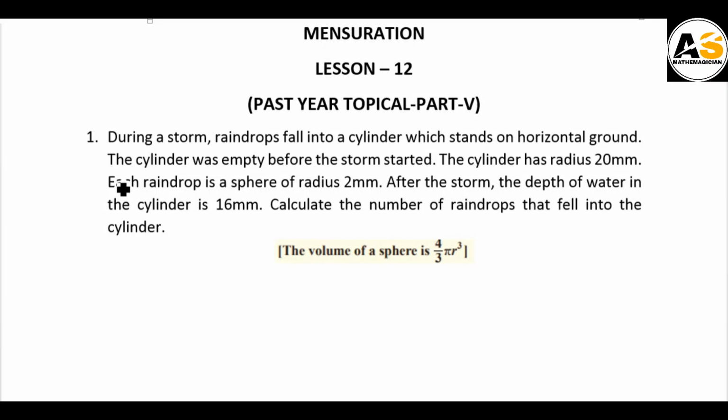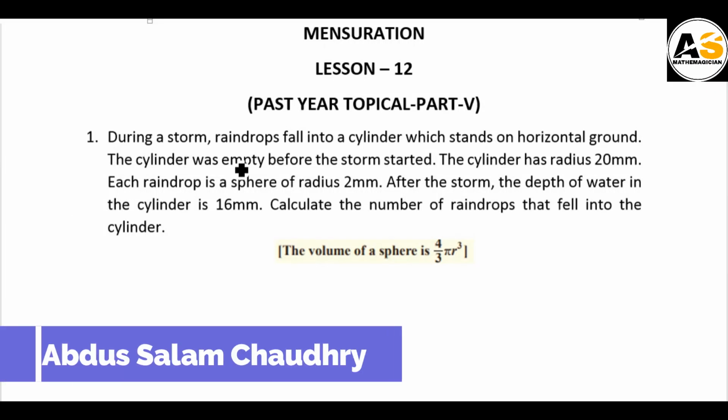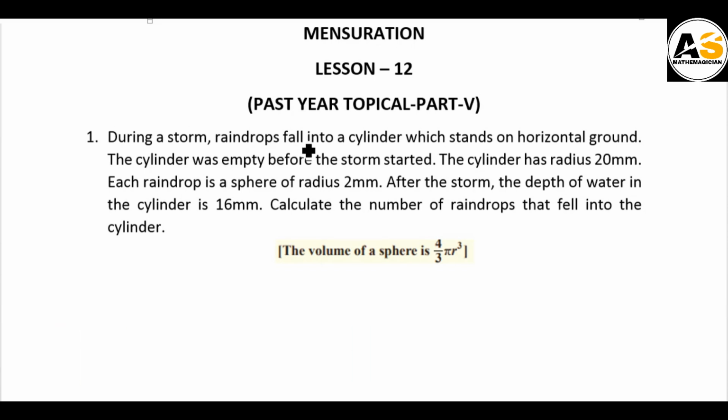Question number 1. During a storm, raindrops fall into a cylinder which stands on a horizontal ground. The cylinder was empty before the storm started. The cylinder has radius 20 millimeter. Each raindrop is a sphere of radius 2 millimeter. After the storm, the depth of water in the cylinder is 16 millimeter. We have to calculate the number of raindrops that fell into the cylinder.